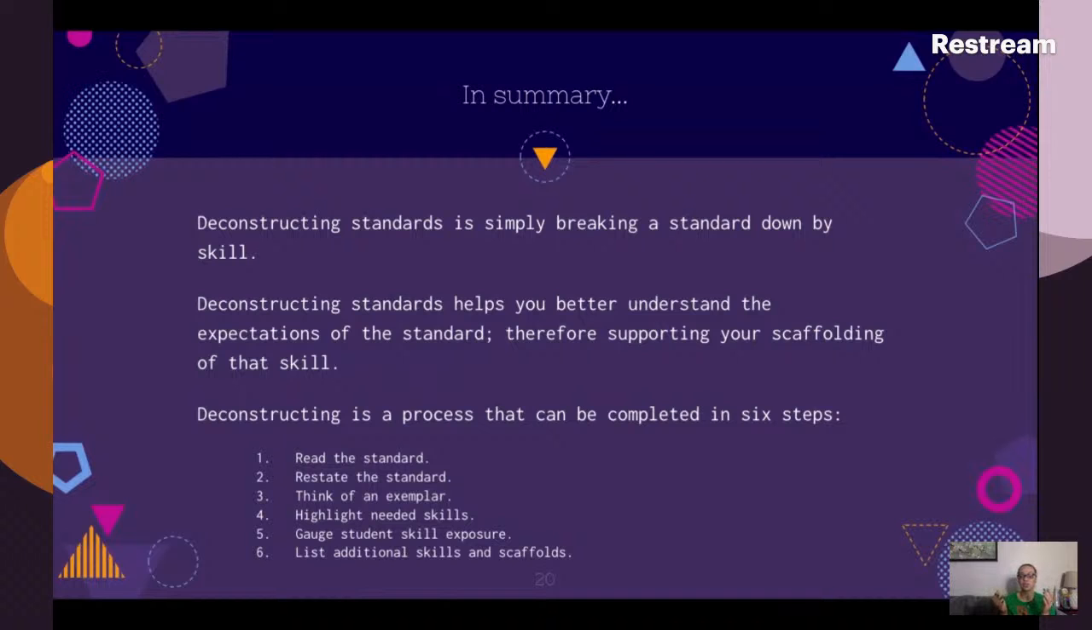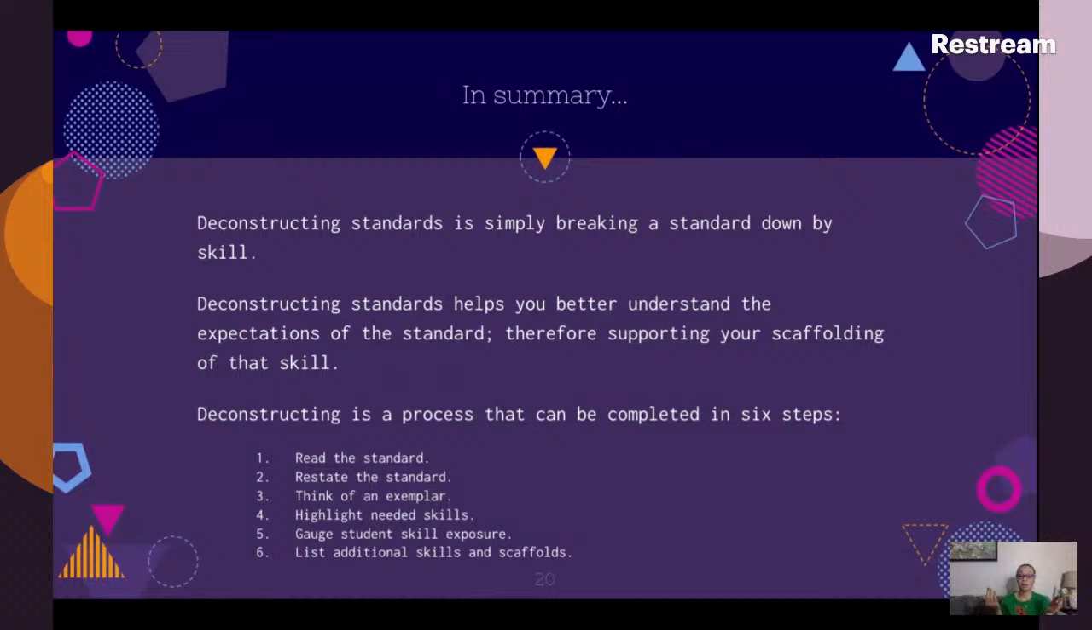So when you are deconstructing, the biggest things that you should do, and again, this is if you're deconstructing for yourself, because a lot of this will be things that you'll be doing as you're planning for yourself. You need to make sure you read that standard. Just read it, take it in, and then restate the standard in your own words. What exactly does it mean? What are they trying to say here? Okay, so it's helping you make sense of it.